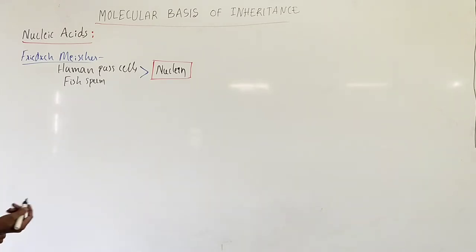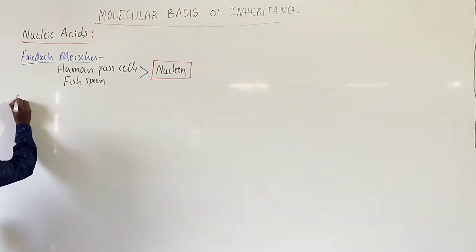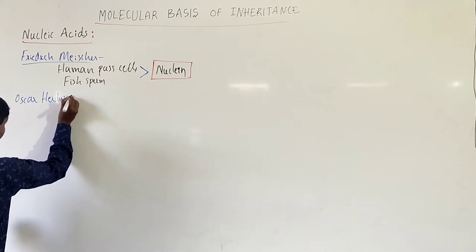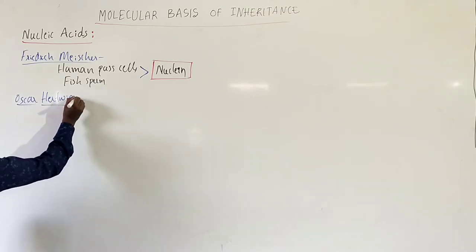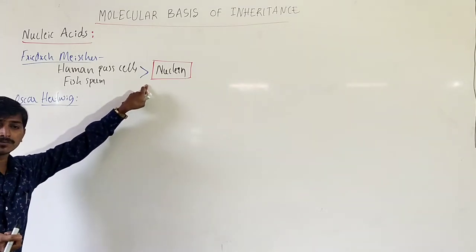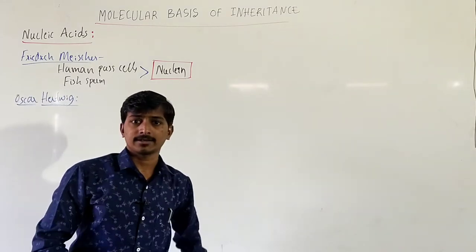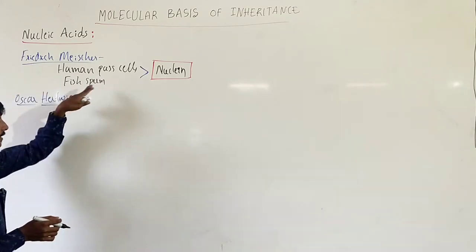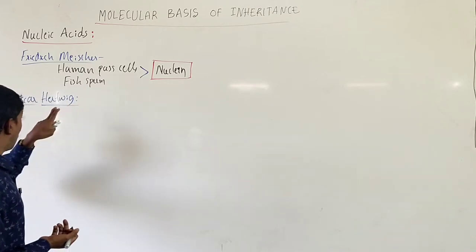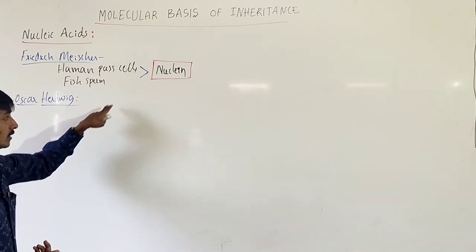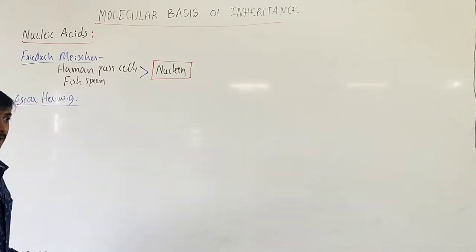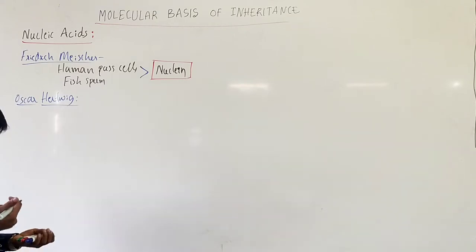Later on, another scientist, Oscar Hertwig, said that nuclein is responsible for the inheritance of characteristics. Okay, he observed that this substance named nuclein is responsible for the transmission of characteristics, heredity or inheritance.